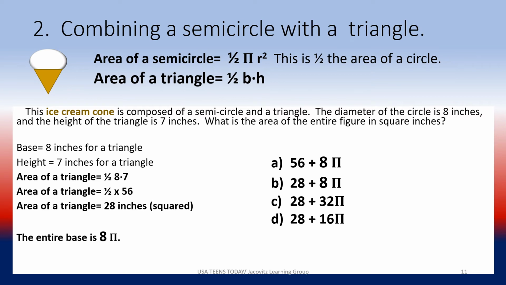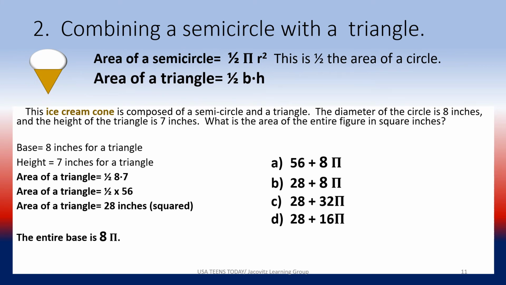Let's move on to number 2. This is combining a semicircle with a triangle. Sometimes on these tests, they will not tell you that this is an ice cream cone or a golf putty or whatever they call it, a holder. They'll just tell you this figure. So here we put it in an ice cream cone, because we want you to remember that because it's a cone holding ice cream, that by definition that cone is either going to be used as a volume or as a triangle.